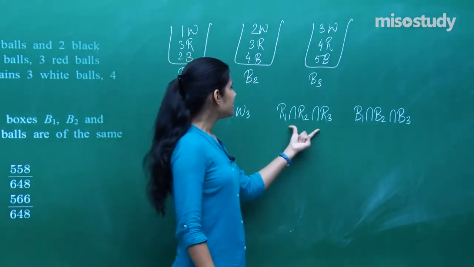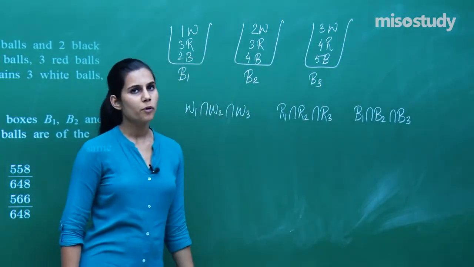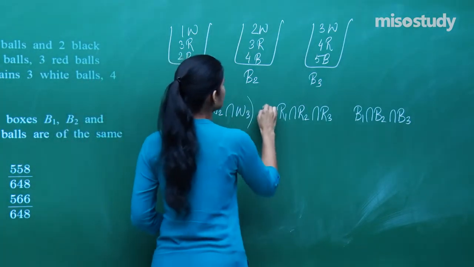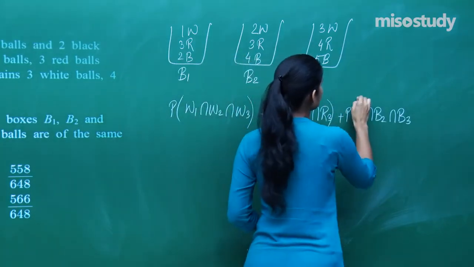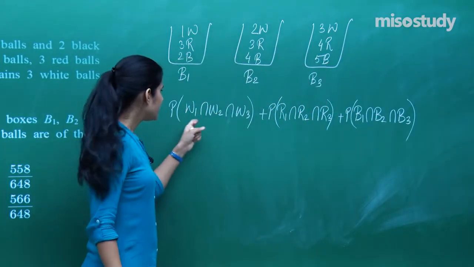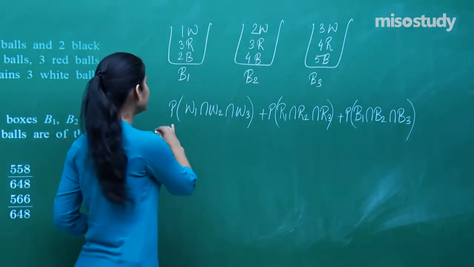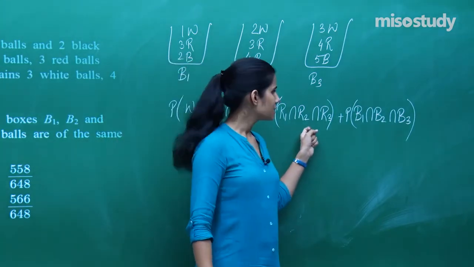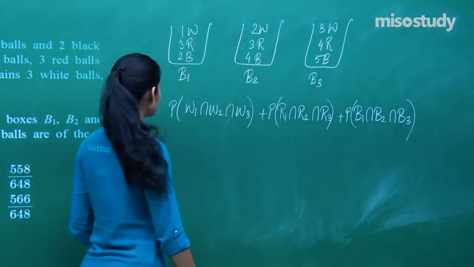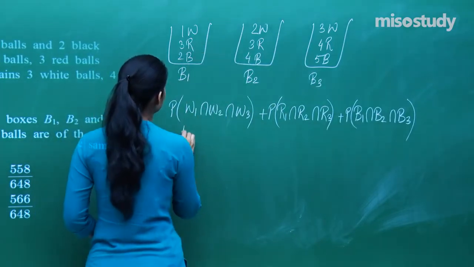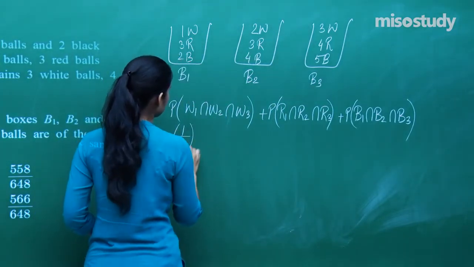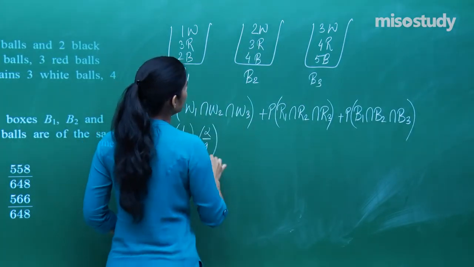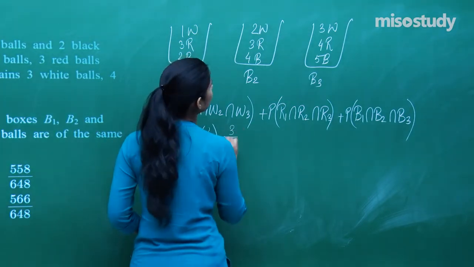So this event union this event union this event is the actual event whose probability we need to find. They are mutually exclusive, so the end result will be probability of this plus probability of this plus probability of this. And now these are independent events, so it will be probability of W1 into probability of W2 into probability of W3 plus product of these probabilities plus product of these probabilities. What is probability of W1? It is 1 by 6. Probability of W2 is 2 by 9. And probability of W3 is 3 by 12.